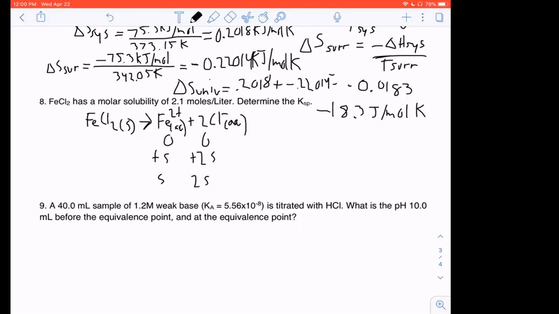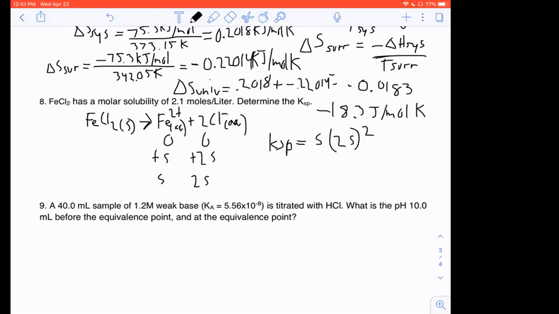What KSP equals then, remember, since there's no reactants for this, it's just going to be the products times each other to their coefficient powers. So what you're going to have then is that KSP equals S times (2S) squared. So make sure you square that 2 as well.